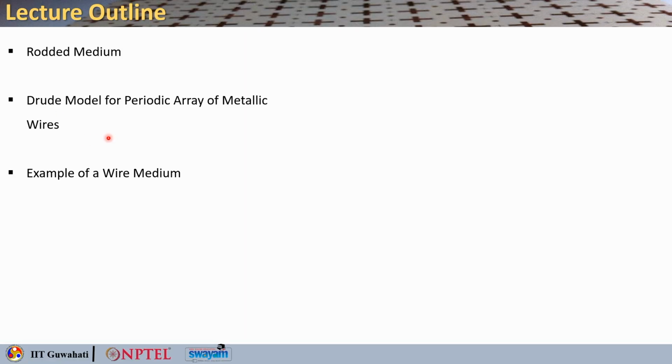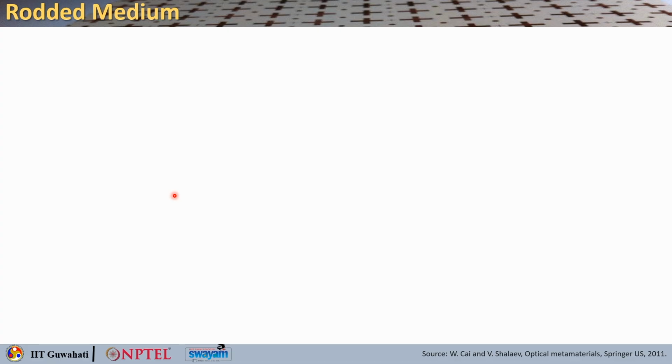So here is the outline. We will continue from the rodded medium that we discussed. We will see how you can derive the Drude model for a periodic array of these metallic wires, and we will take an example of a wire medium and discuss it in detail.